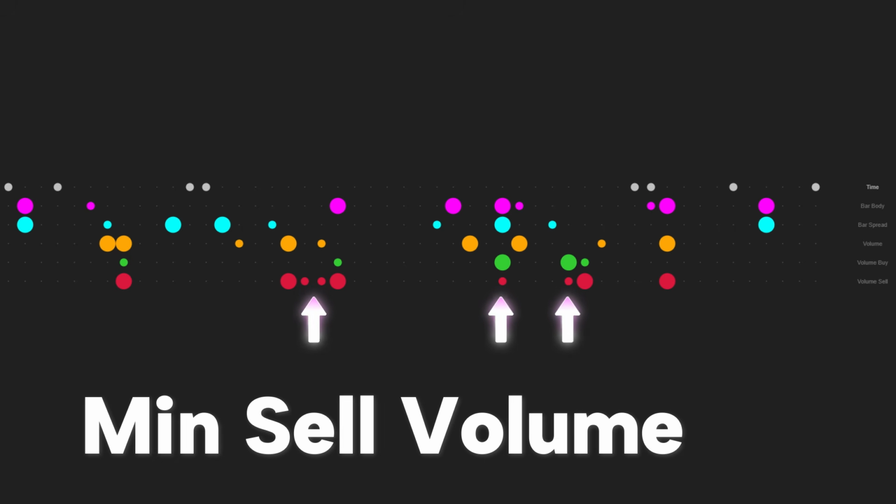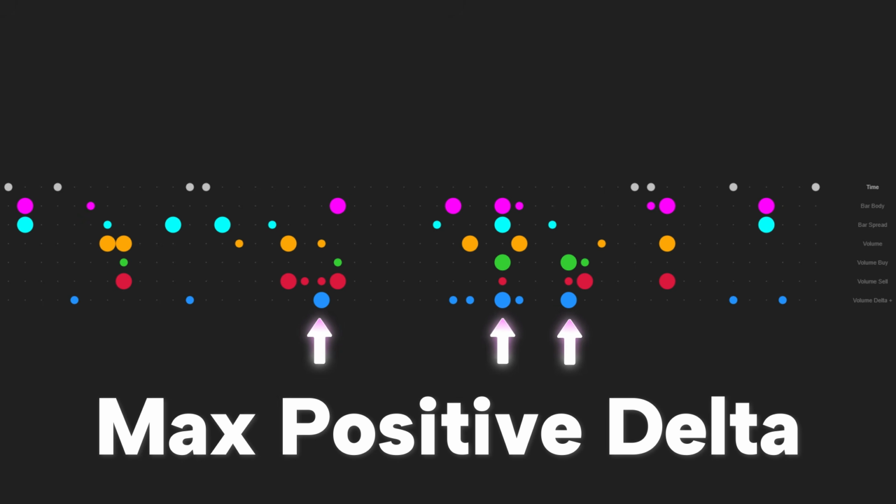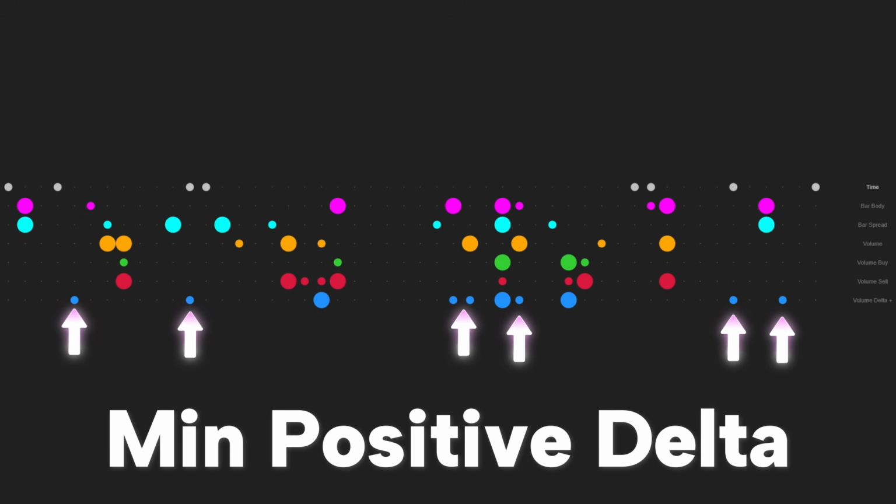Next, at line number 7, we're given information about the extreme levels of delta volume. When large blue dots appear, it means the positive delta volume of the current candle has reached its highest level within the entire cycle. Conversely, when these blue dots appear small, it signals that the positive delta volume of the current candle is at its lowest level within the entire cycle.